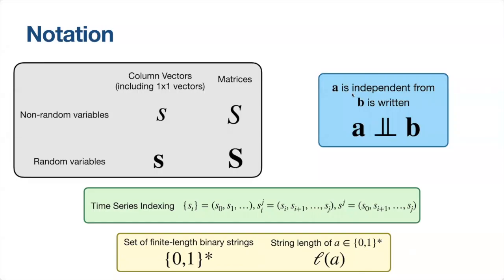First, I'm going to very quickly show you some notation. Most of it's standard. The main thing is that random variables are in bold and non-random variables are not in bold. I use lowercase for vectors and uppercase for matrices. Unfortunately, this makes it hard to tell what's a scalar and what's a vector. When it's important, I'll let you know. I'm going to use a symbol in the yellow box to denote the set of finite length binary strings, and I'm going to use script L to denote the length of such a string.